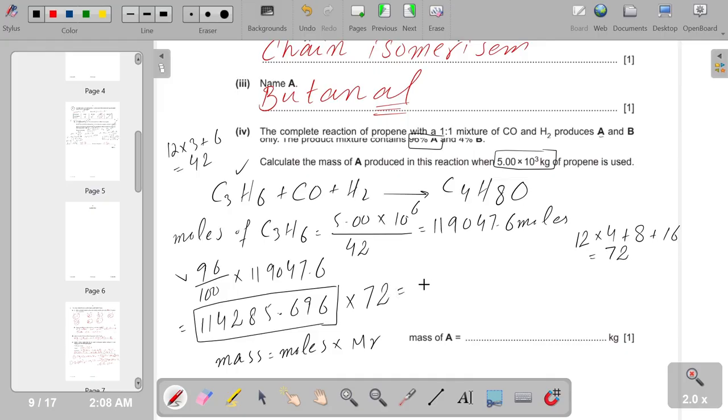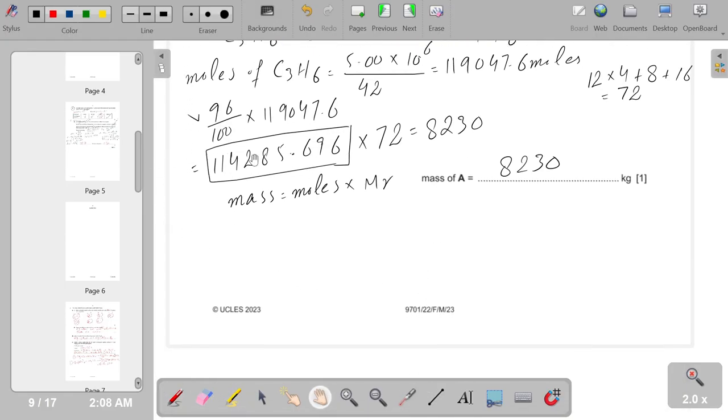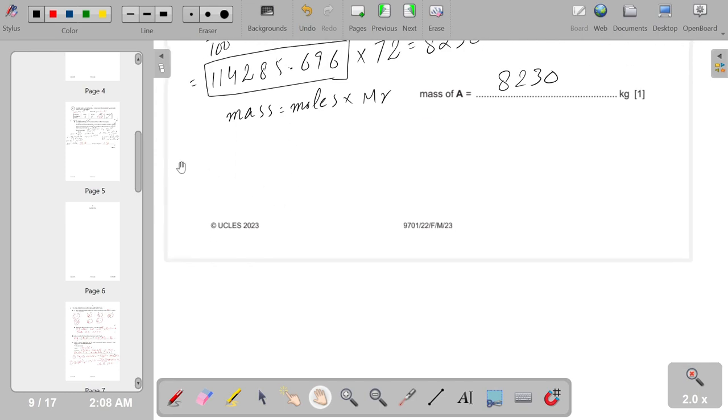So now what is the mass? You can see it is 8222, and you can even round it off to 8230. So the mass of A is actually 8230 grams. I hope I'm solving this with a simplified method, so that every student can easily understand this question. I'm hopeful.